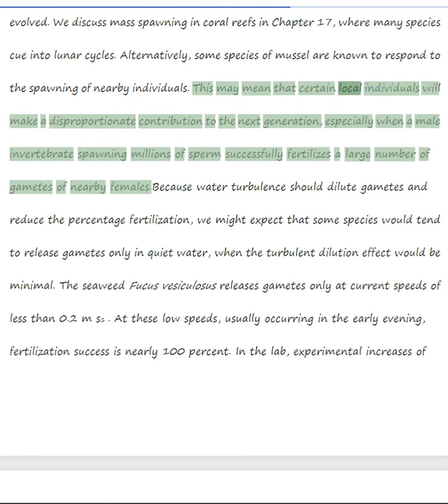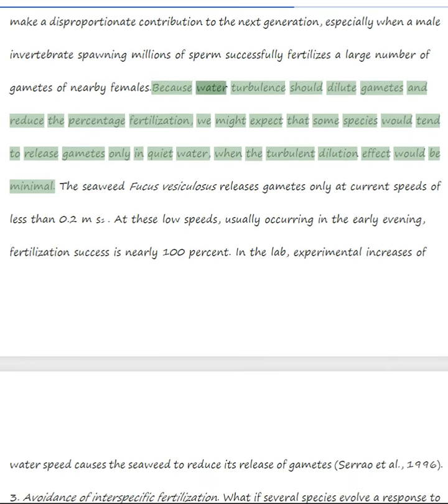This may mean that certain local individuals will make a disproportionate contribution to the next generation, especially when a male invertebrate spawning millions of sperm successfully fertilizes a large number of gametes of nearby females. Because water turbulence should dilute gametes and reduce the percentage fertilization, we might expect that some species would tend to release gametes only in quiet water, when the turbulent dilution effect would be minimal.